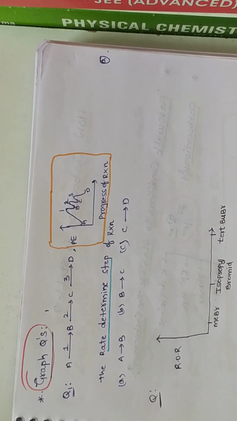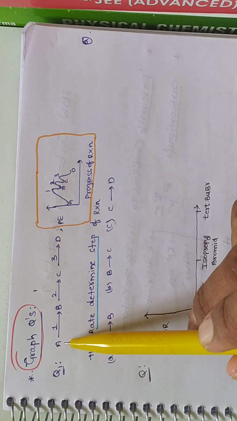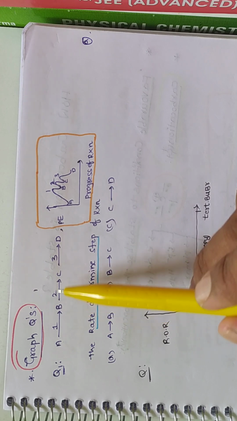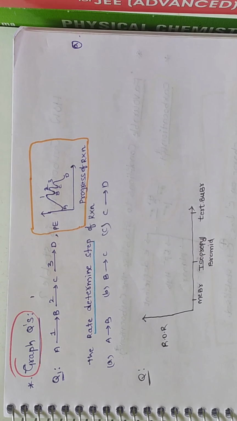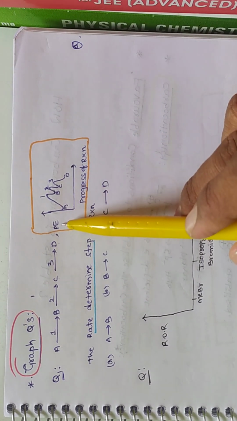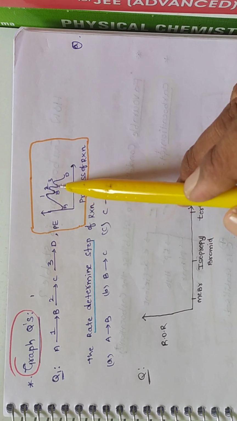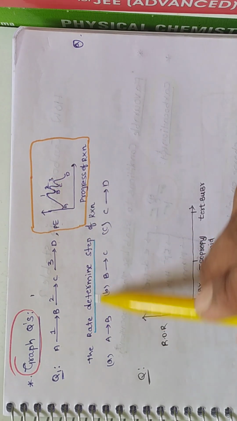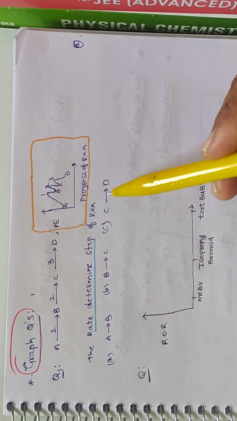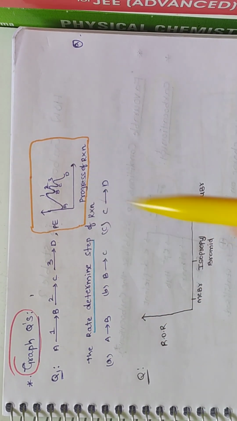Next, another question. See this question, a graph question. Here, which is the rate determining step? The given reaction is A converting into B, B converting into C, C converting into D. The given graph is progress of the reaction versus potential energy, with A to B, B to C, C to D marked 1, 2, 3. Which is the rate determining step of the reaction?